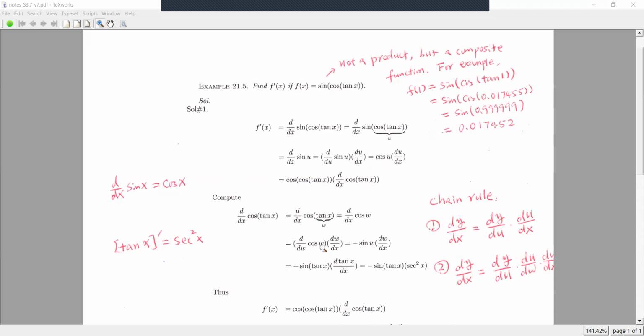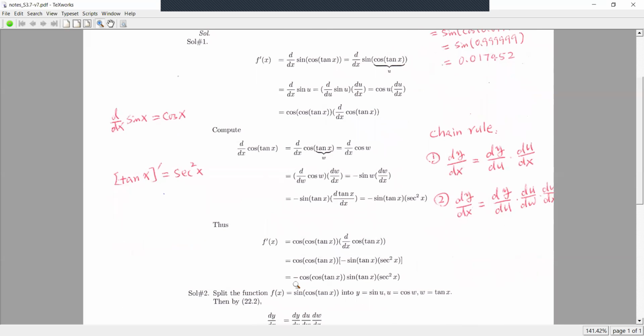The derivative of cosine of w with respect to w is negative sine of w. Now, w is tangent of x. Plug in tangent of x for w here. Then I have this equation. The derivative of tangent of x with respect to x, by formula, is secant squared. So this is the result of this derivative. Plug in the result here, then the derivative of the function f is this.